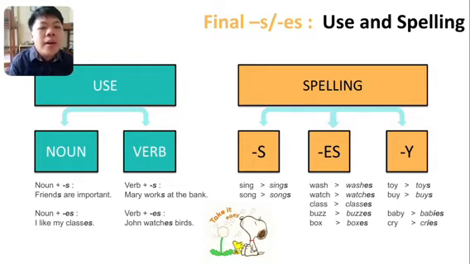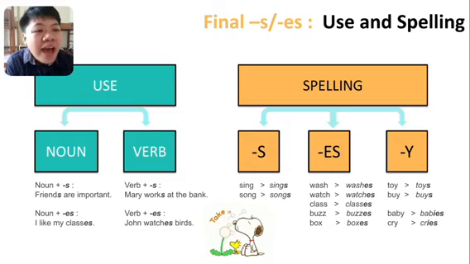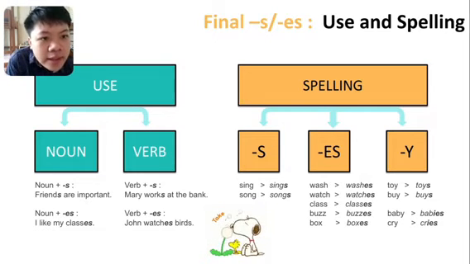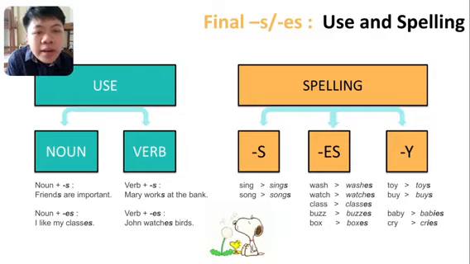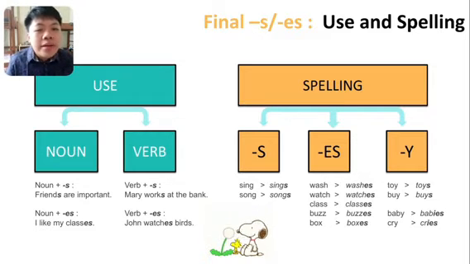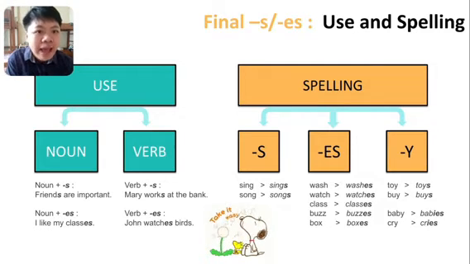Okay, so what is the spelling? How is the spelling for the words that end with S or ES? Okay, the example here, sing and song. So mostly, to make a plural noun, plural form, they are added only S. How about ES? Now for the ES, there are some nouns that end in sh, ch, ss, z, and x. So they need to be added ES, not S.